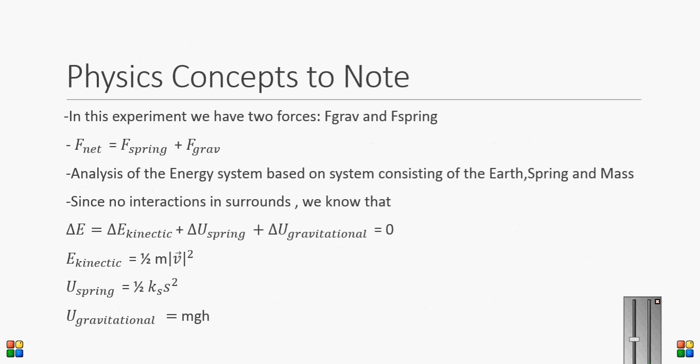So we know from Newton's second law that F net is equal to the sum of our total forces. In this case, it would be the spring plus the gravitational force. We also know analysis of the energy system will be based on the Earth, spring, and mass. And since we have no interactions in our surroundings, we know that delta E would equal 0. Delta E would equal the change in kinetic energy, plus the change in potential of the spring, plus the gravitational potential, and that all being 0.